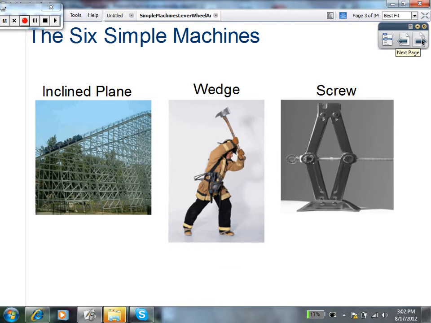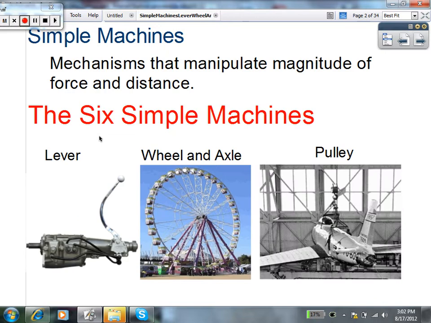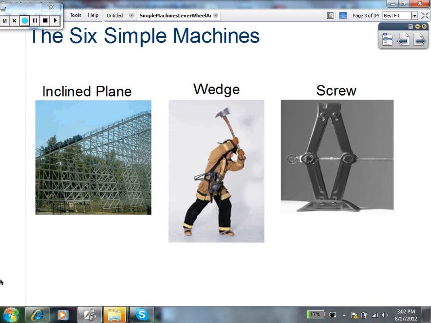Now these are grouped together for a specific reason. We say that there is a basic simple machine, which is a lever. The wheel and axle and the pulley are just a variation of a lever in a different format. Then we also have the inclined plane, which is another basic simple machine. And then the wedge and screw are variations of the inclined plane, just in a different format.